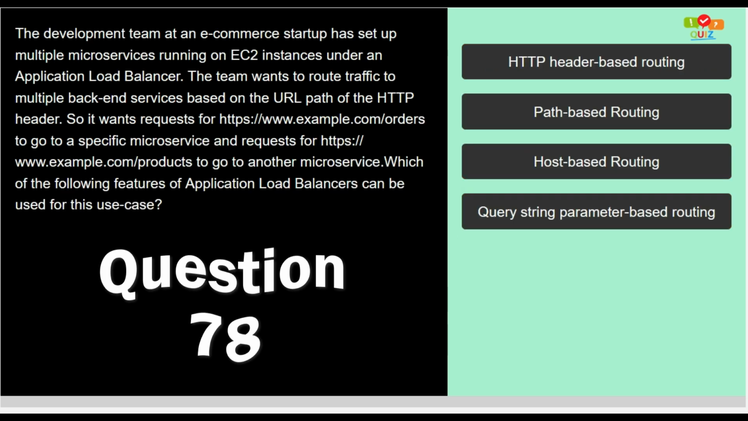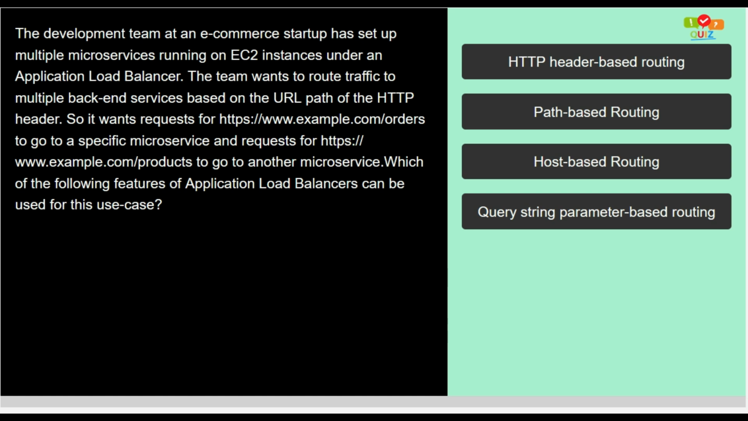The development team at an e-commerce startup has set up multiple microservices running on EC2 instances under an application load balancer. The team wants to route traffic to multiple backend services based on the URL path of the HTTP header. So it wants requests for HTTPS www.example.com/orders to go to a specific microservice, and requests for HTTPS www.example.com/products to go to another microservice. Which of the following features of the application load balancers can be used for this use case?